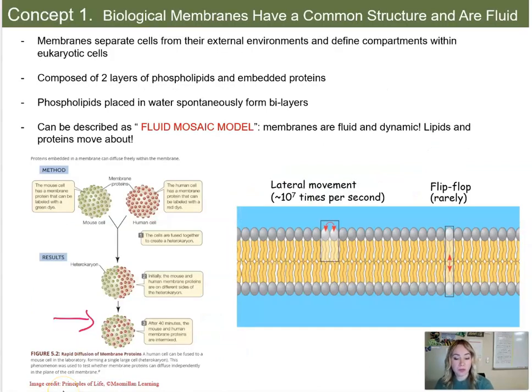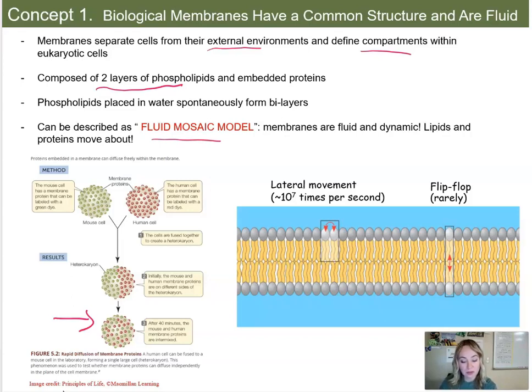So all biological membranes, whether it's a plasma membrane that separates the cell's internal environment from external, or membranes that surround the organelles and create these compartments within eukaryotic cells, they all are going to be composed of a phospholipid bilayer and embedded proteins. In addition to that, animal cells will also have cholesterol that's embedded within that membrane. So scientists often describe membranes as fluid mosaic because membranes are fluid and very, very dynamic.